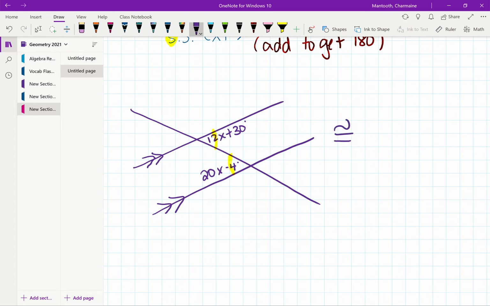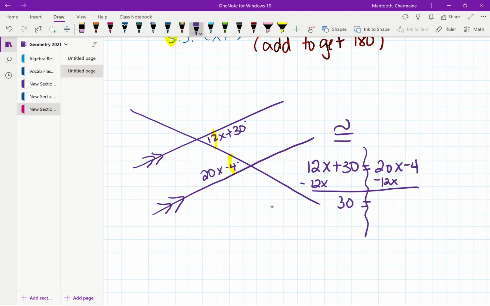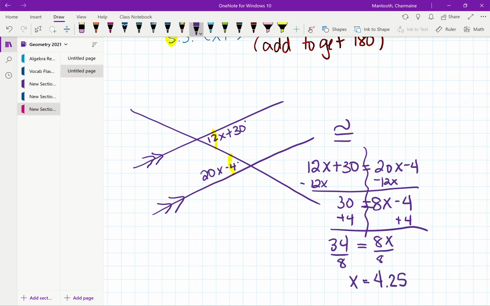So since they're congruent, I'm going to say 12x plus 30 is equal to 20x minus 4. I'm going to solve for x. Minus 12x, minus 12x. 30 is equal to 8x minus 4. Add 4 to both sides. 8x equals 34. Divide both sides by 8, and I am going to get x is equal to 4.25.